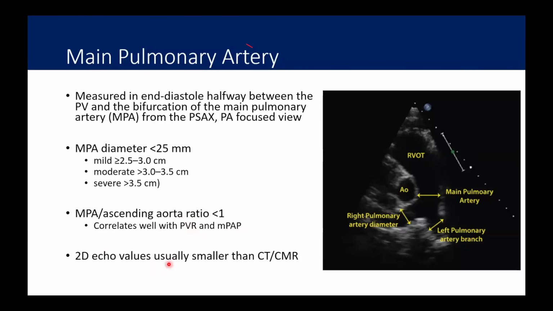And something to keep in mind is that in your 2D echo values, when you get your MPA, they're usually smaller than what you will find on your CT or CMR. And that has to do with kind of where you're measuring it in the cardiac cycle. But don't be surprised if that's the case. That's to be expected. It's not a discrepancy.